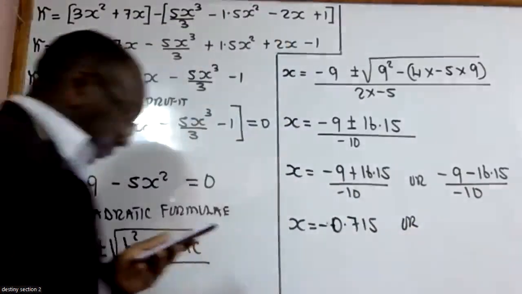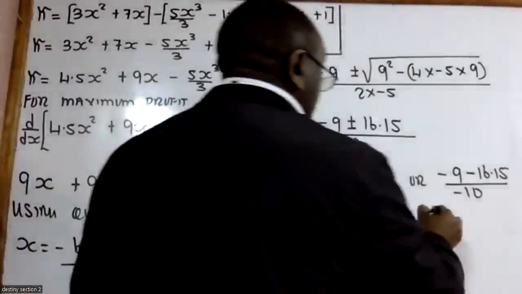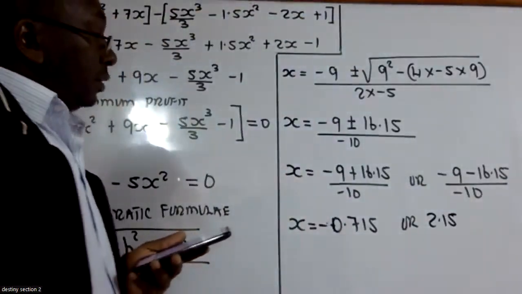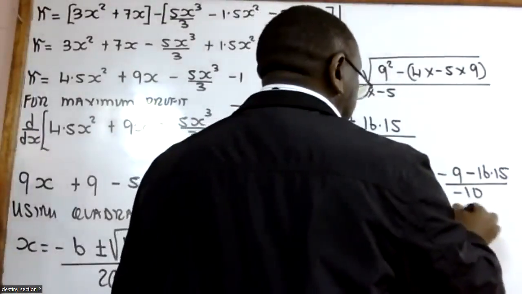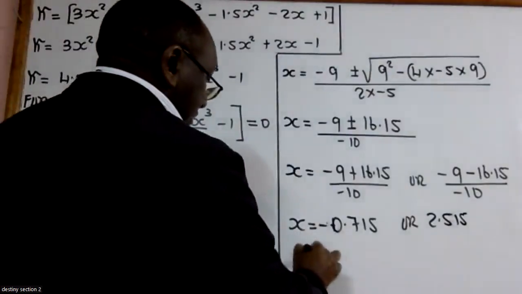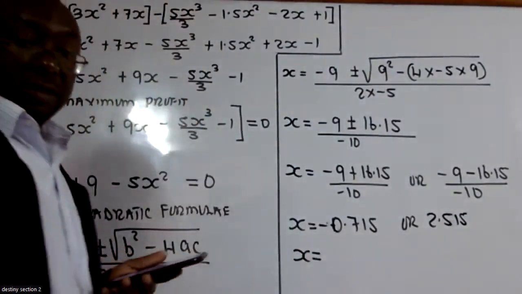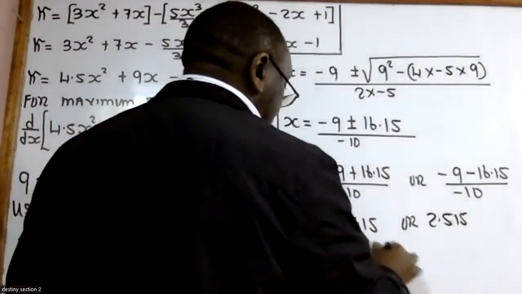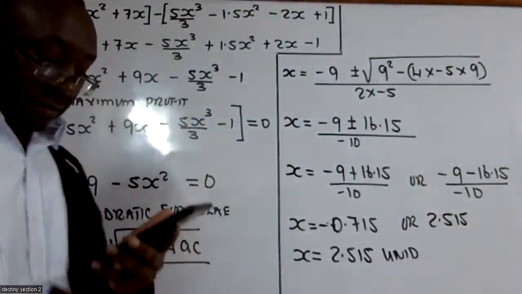Or 2.515. Okay, so now that we cannot have a value that is negative, we settle for the positive. That is 2.515 units. Those are the units that will maximize the profits.